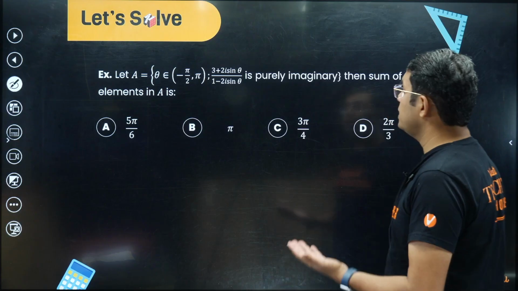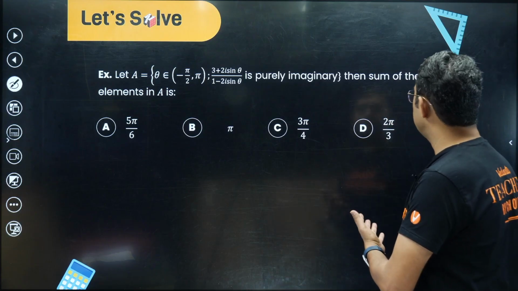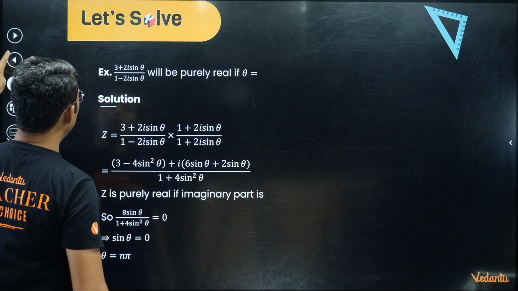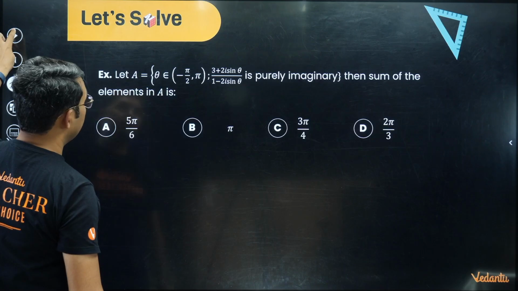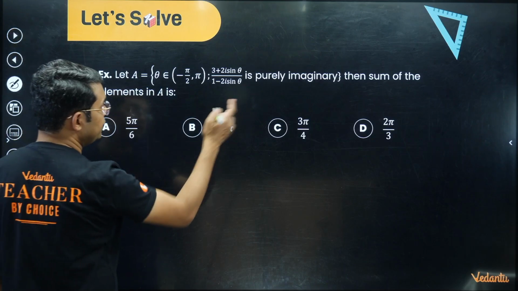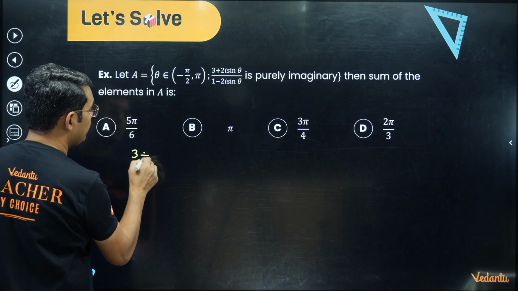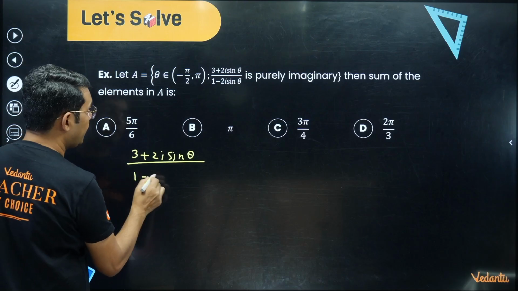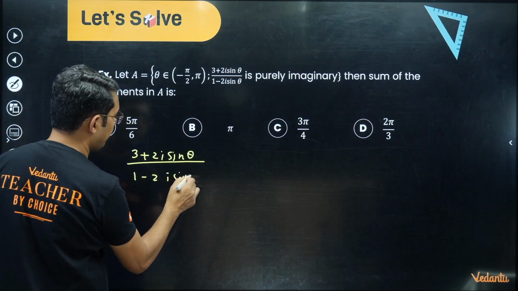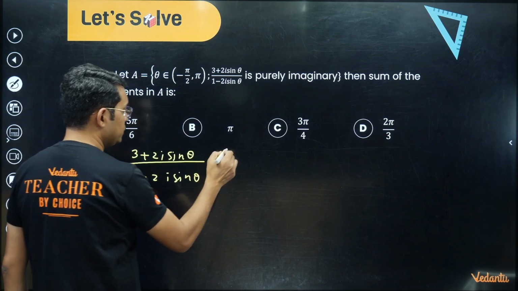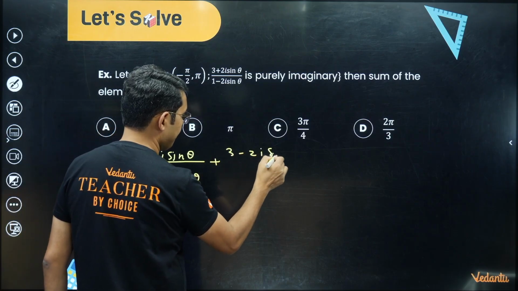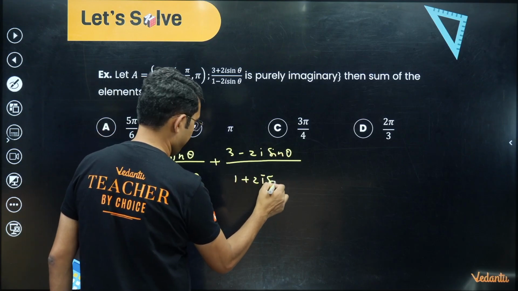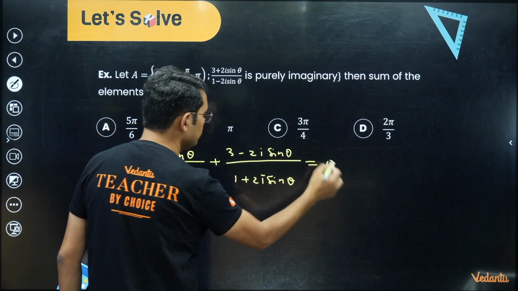I think a similar question. In this case, they are saying purely imaginary. Okay, let me see if it's the same question. 3 plus 2 iota and 1 minus 2 iota. So in this case, purely imaginary means it should be 3 plus 2 iota sine theta upon 1 minus 2 iota sine theta added with its own conjugate will give it to 0.